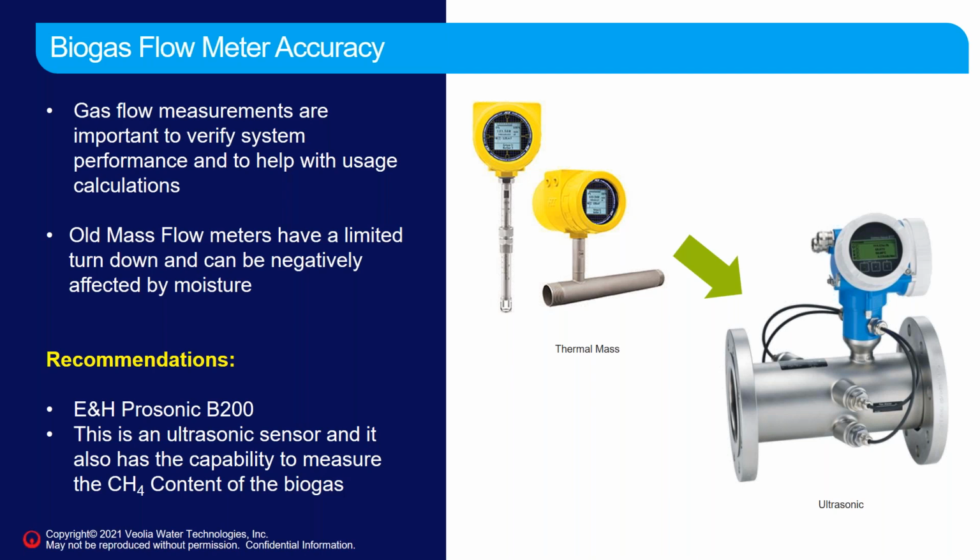So you can actually measure your methane yield versus just calculating it based on the COD. So this is really nice, these flow meters. If you're having problems with your thermal mass flow meters, we would recommend upgrading to this style of flow meter.